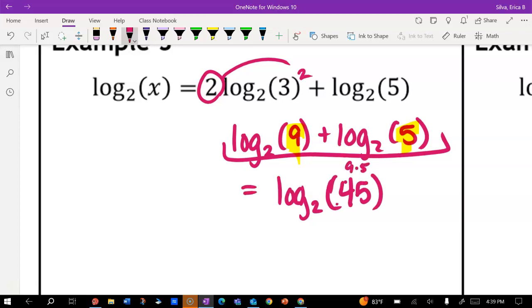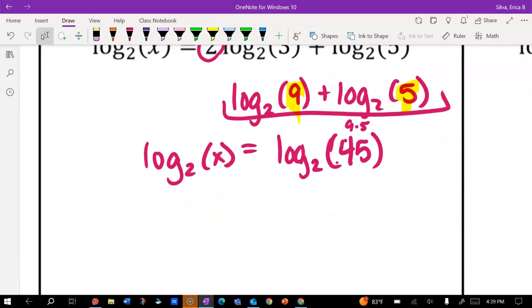And now that we have our logs condensed, we can apply the one-to-one property, and if they both have the same log base, then we can set the arguments equal to each other. So x is equal to 45.